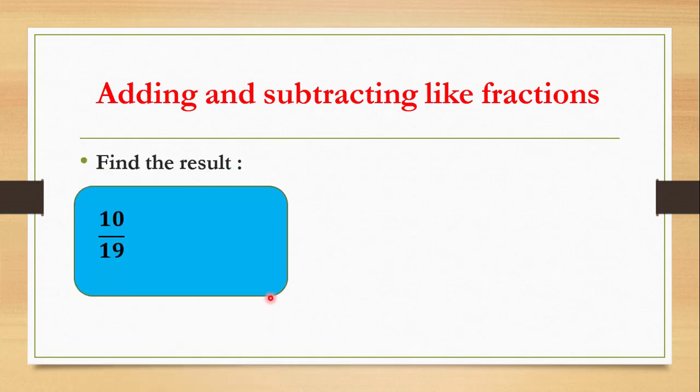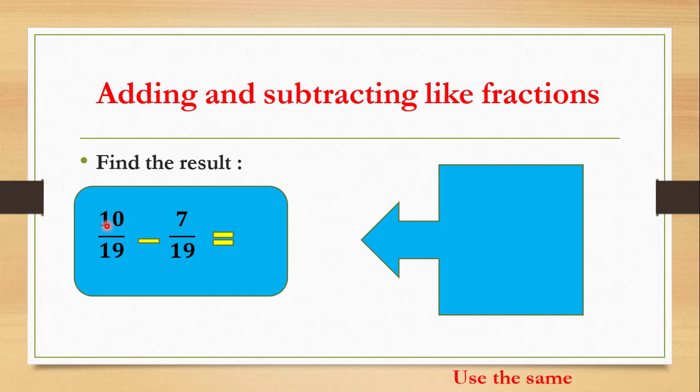Okay, here we have another example. 10 over 19 minus 7 over 19. Also here we have like fractions, but in this case we will subtract, not add. We will use the same denominator, or the same bottom number, and subtract the top numbers, 10 minus 7. Okay, let's do it together. And don't forget, use the same denominator and subtract numerators.